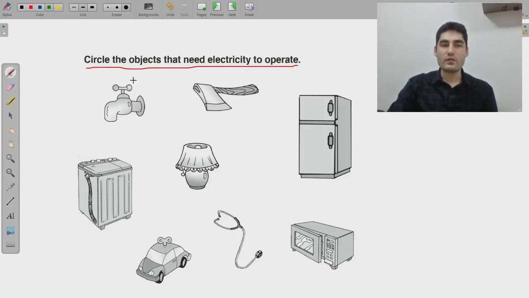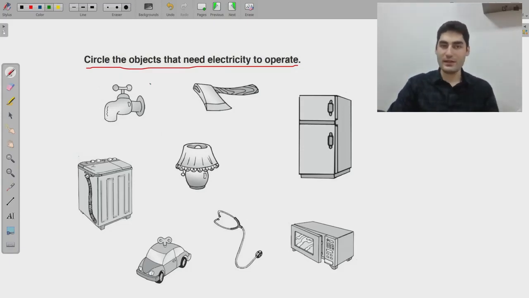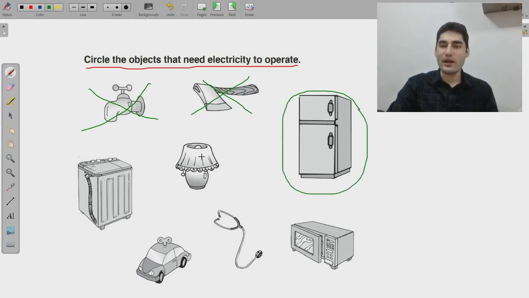Let's look at the first one. The first one is the water tap, right? Does it need electricity? No, it doesn't need electricity. The next one is axe. This one, does it need electricity? No. Fridge. Fridge needs electricity, of course. How about lamp? Lamp needs electricity.